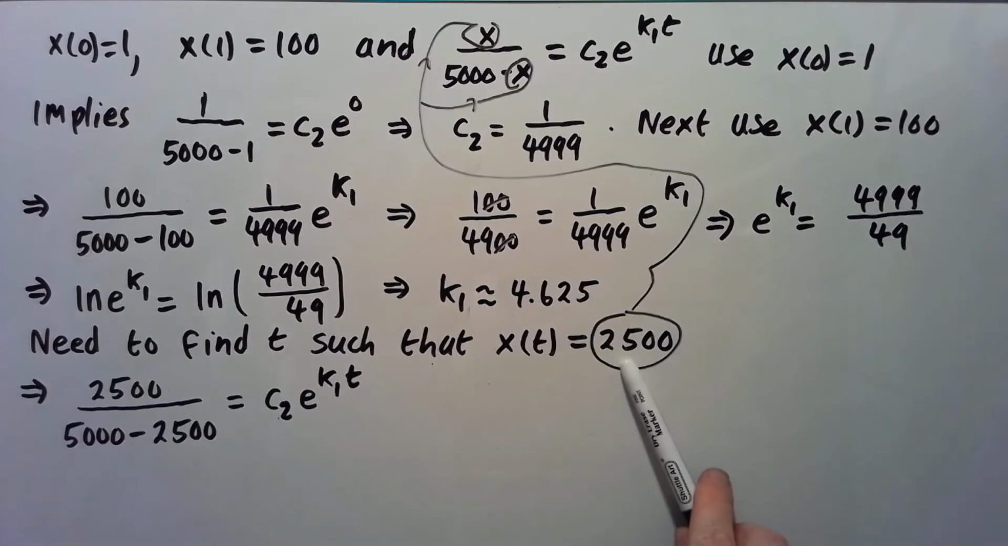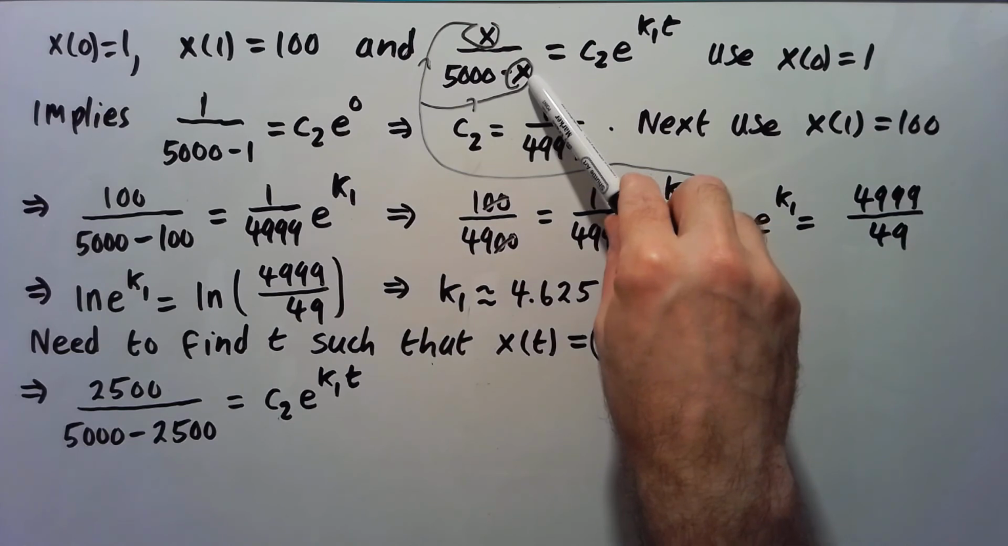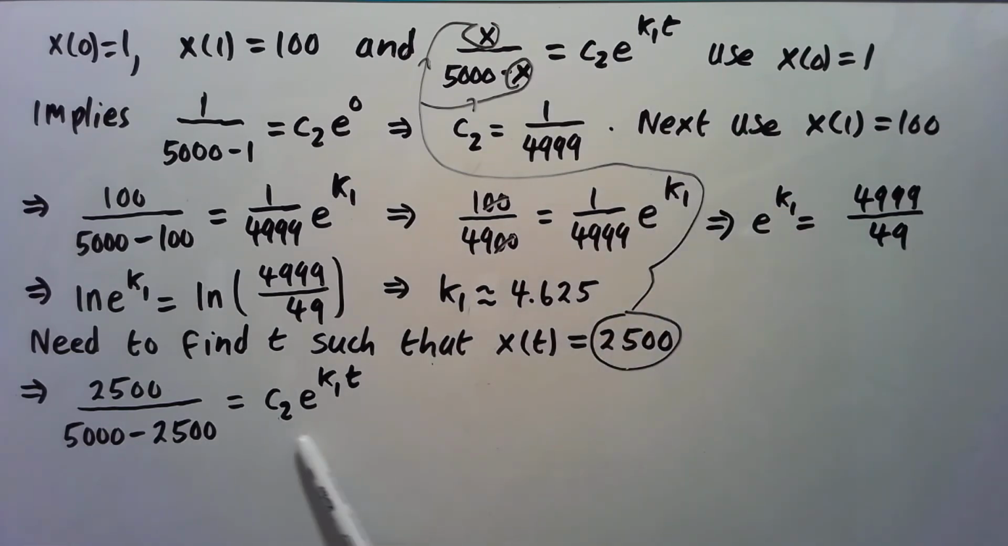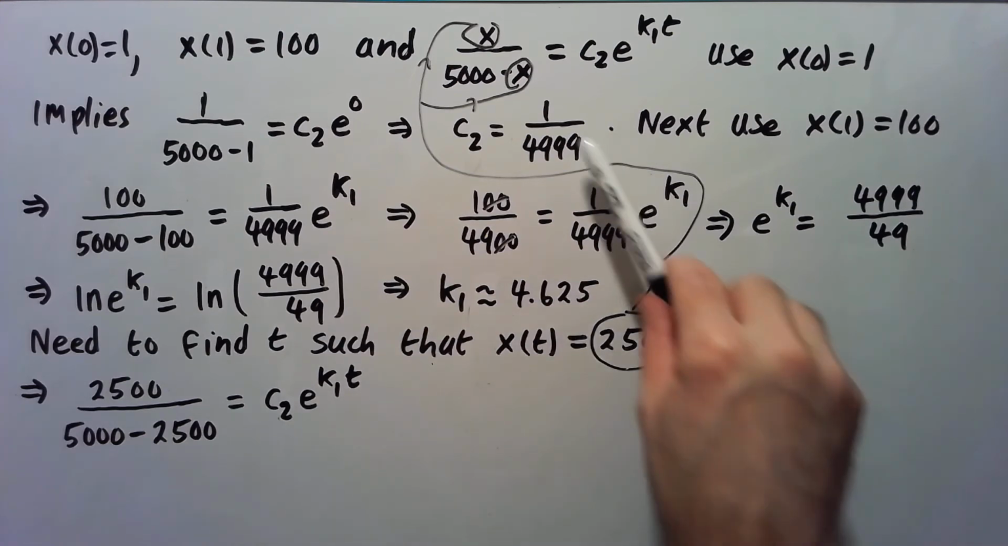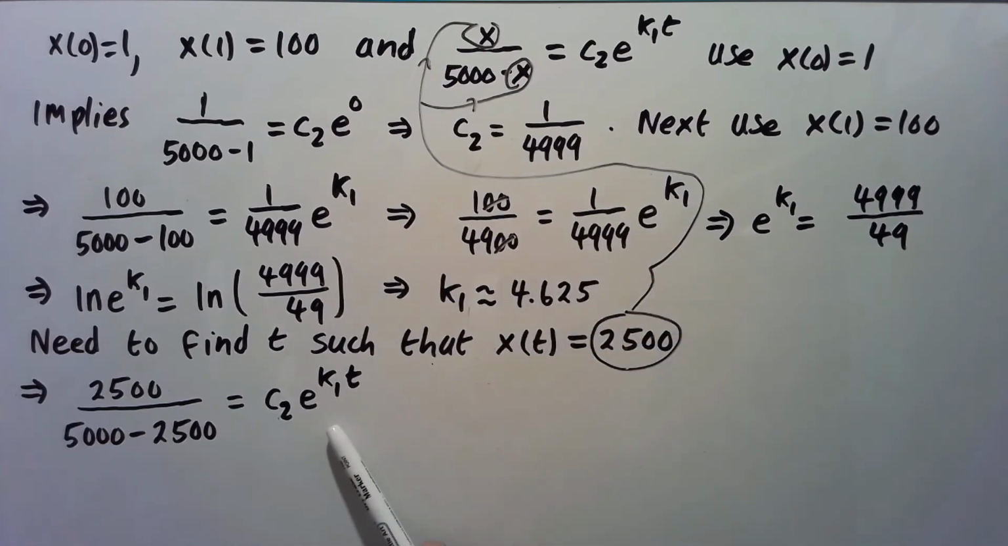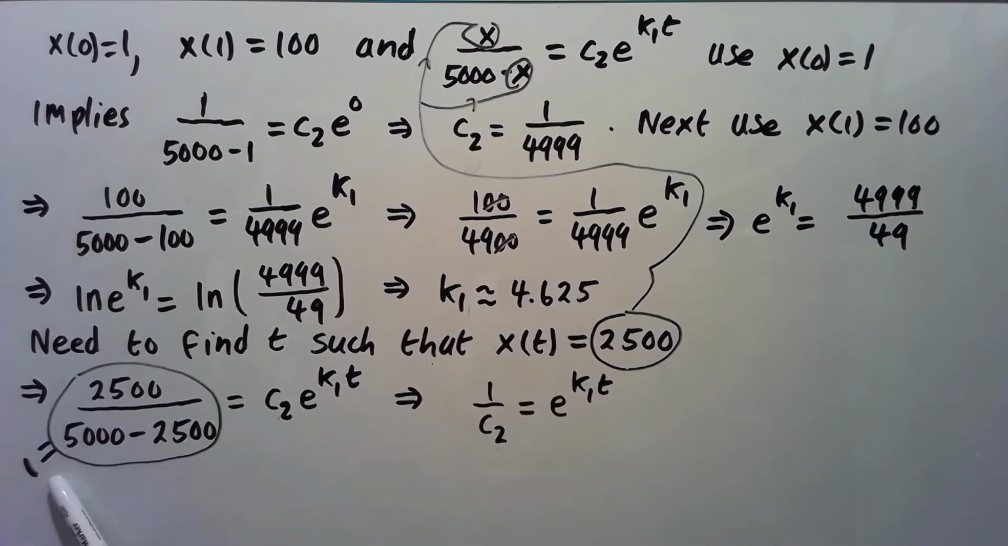Okay, so again, I put 2,500 in place of x here and here, and I got this then. I'm going to keep writing it as C2 for now and K1, even though I've found those values, just for ease of notation for the moment. Now 2,500 divided by, 5,000 minus 2,500 is 1, so we got 1 on this side. So again, this guy's 1. So dividing both sides by C2 then we'll have 1 over C2 equals e to the K1t. Now let's take ln on both sides.